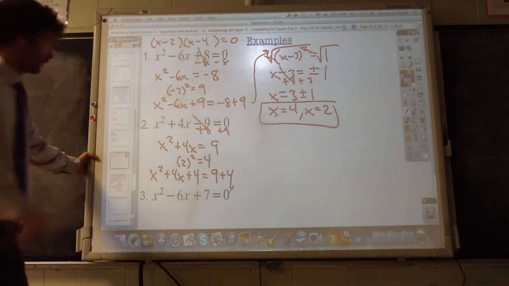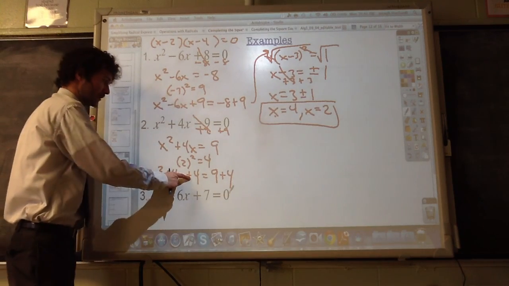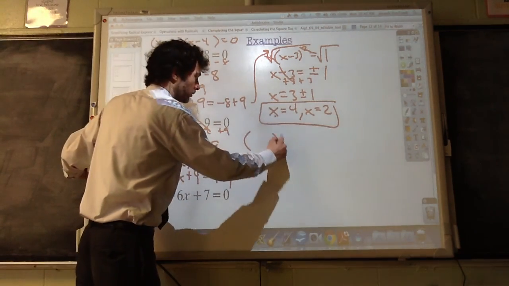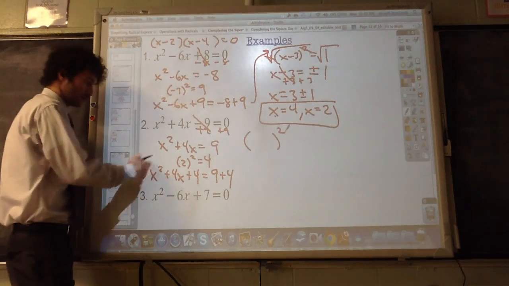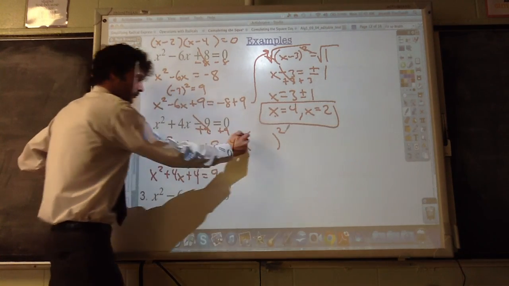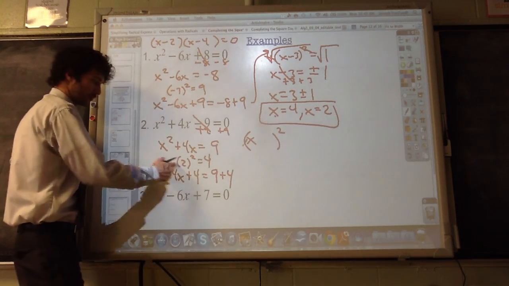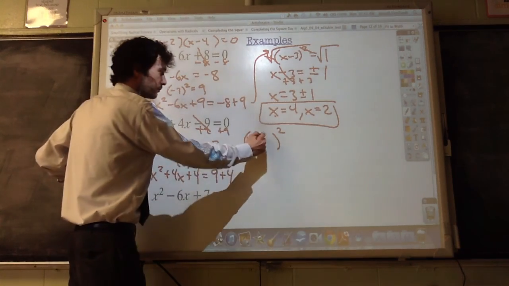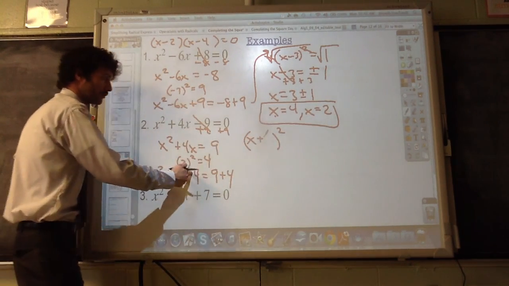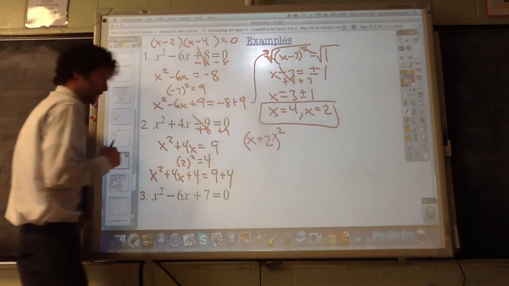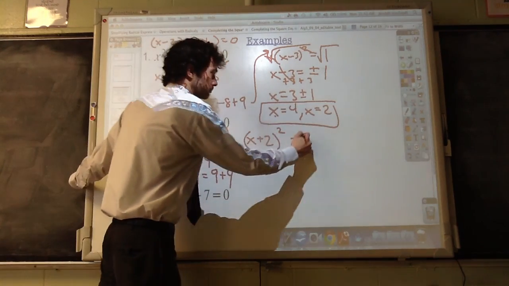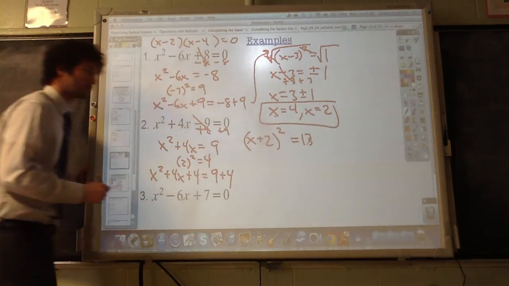Absolutely. So I'm going to factor the left-hand side. It's going to factor down to a parentheses squared. The square root of x squared goes first, then the sign from the middle term, so since it's a plus, I put a plus, and the square root of the third term. That equals 9 plus 4, which is 13. Now what?